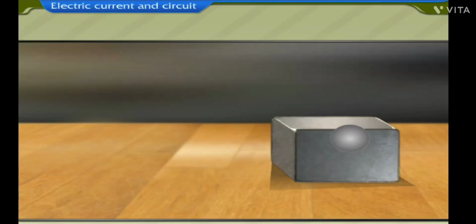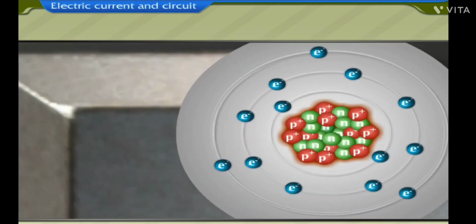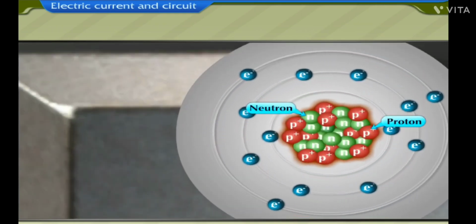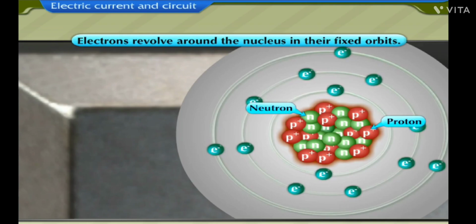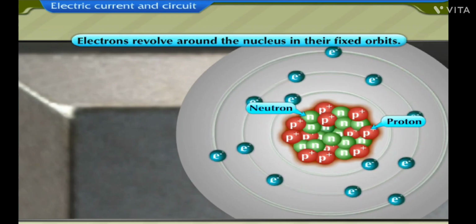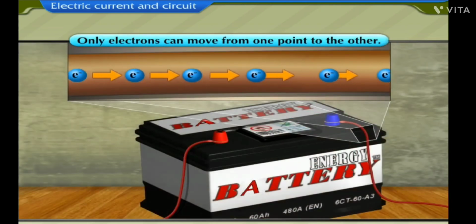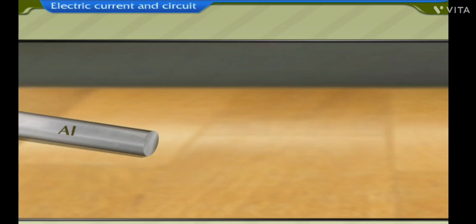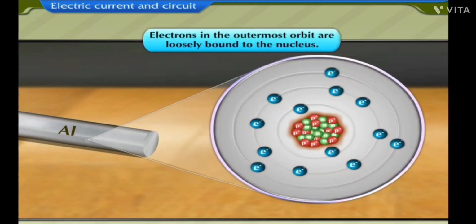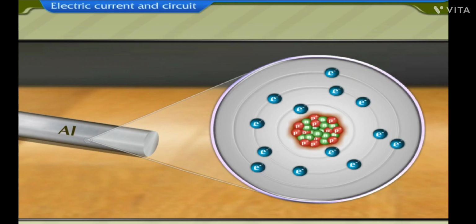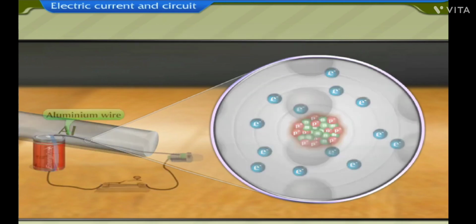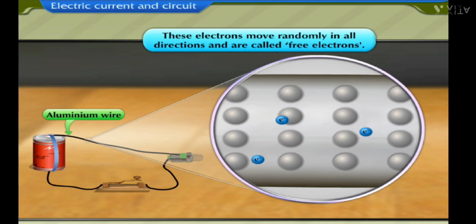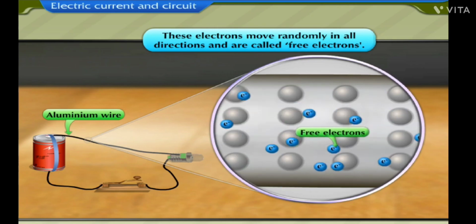Matter is composed of atoms, and every atom has protons and neutrons present inside its nucleus. While the electrons revolve around the nucleus in their fixed orbits, only electrons can move from one point to the other, unlike protons and neutrons, which are fixed inside the nucleus. In some substances, like metals, the electrons in the outermost orbit are loosely bound to the nucleus and can easily be detached from the atom. These electrons move randomly in all directions and are called free electrons.